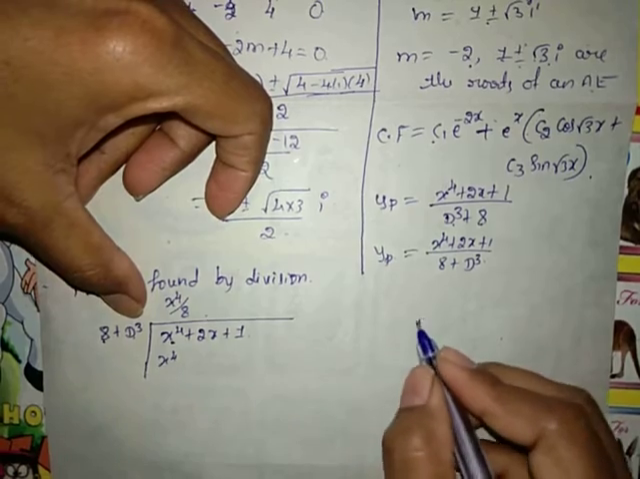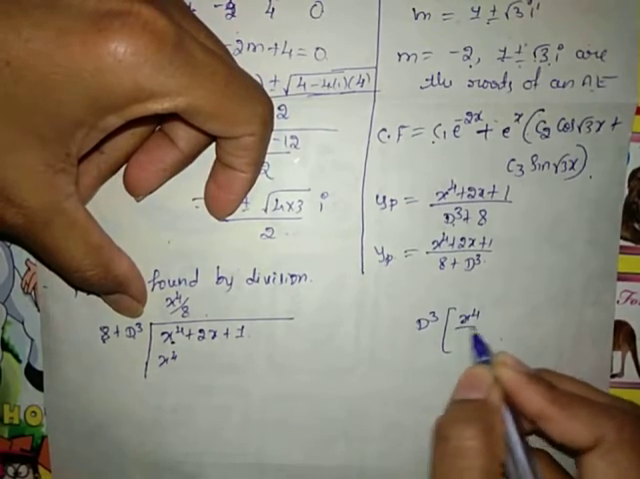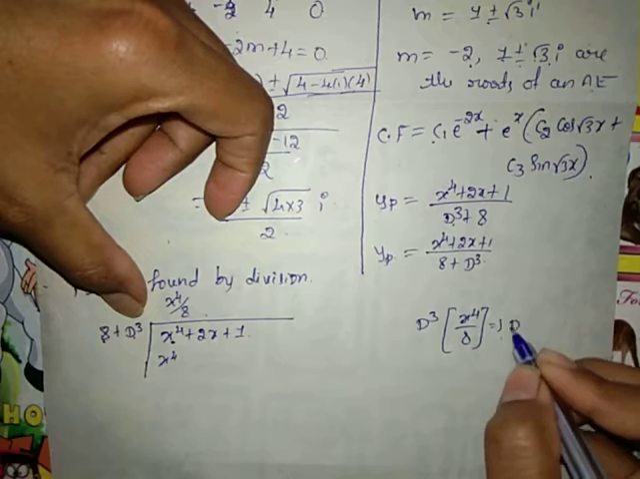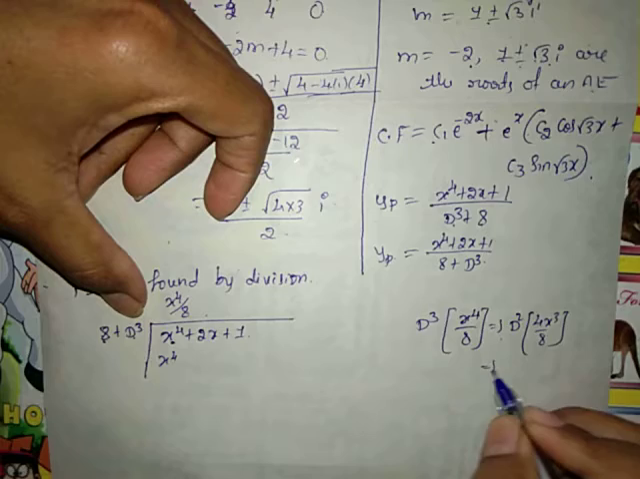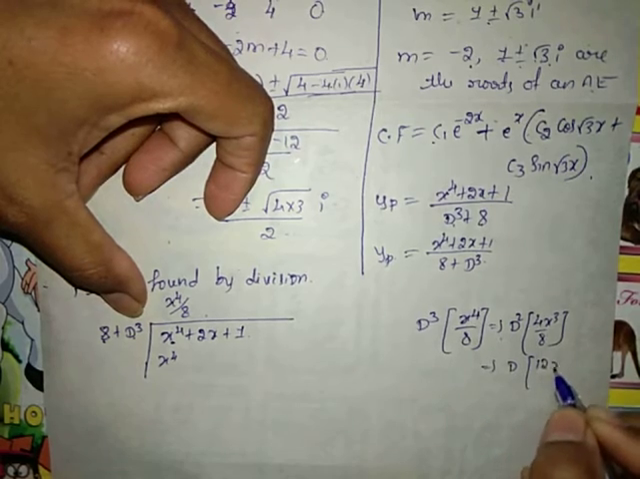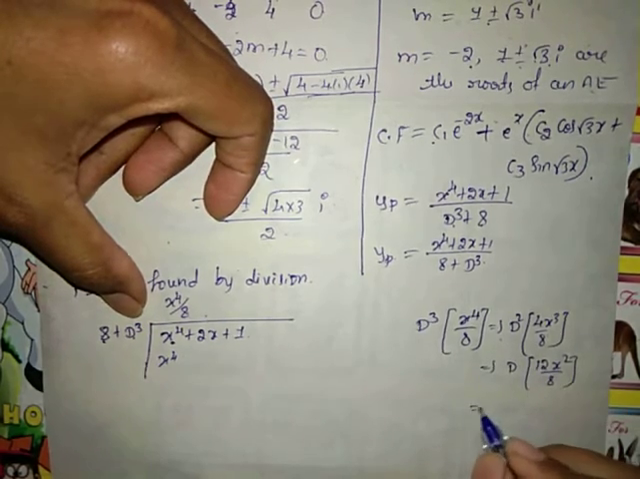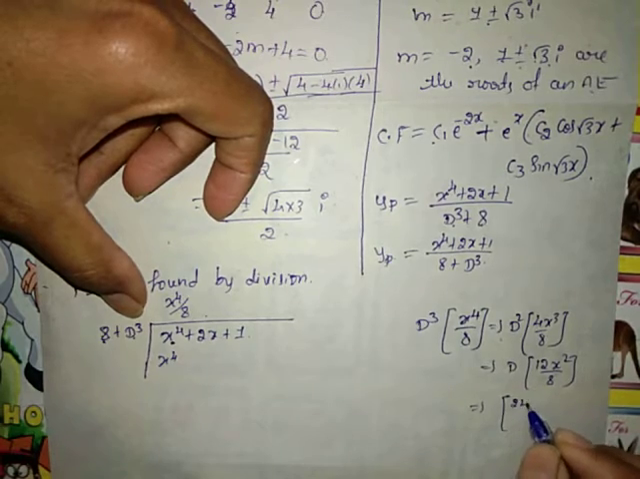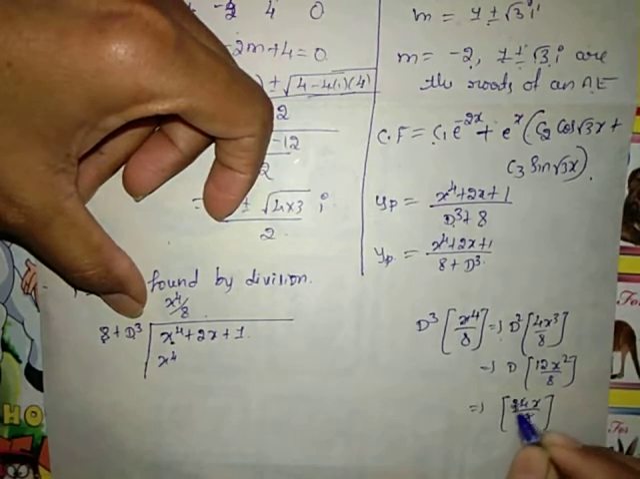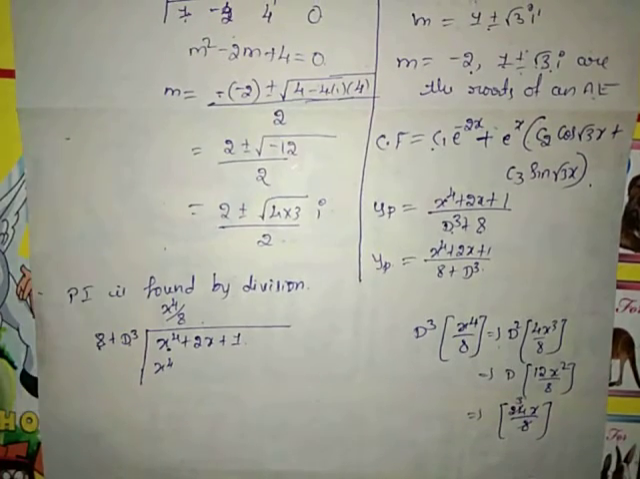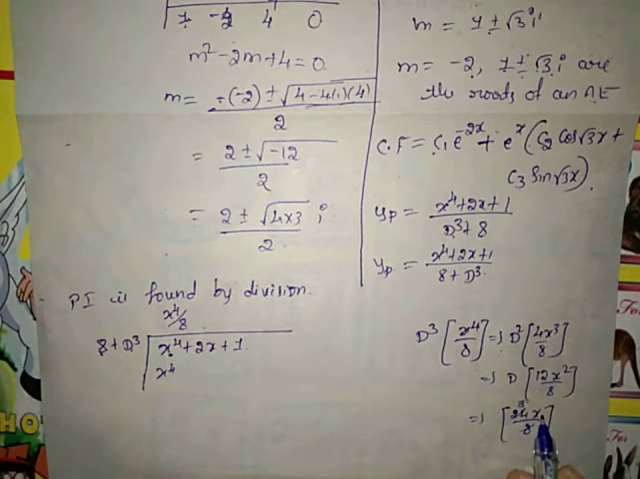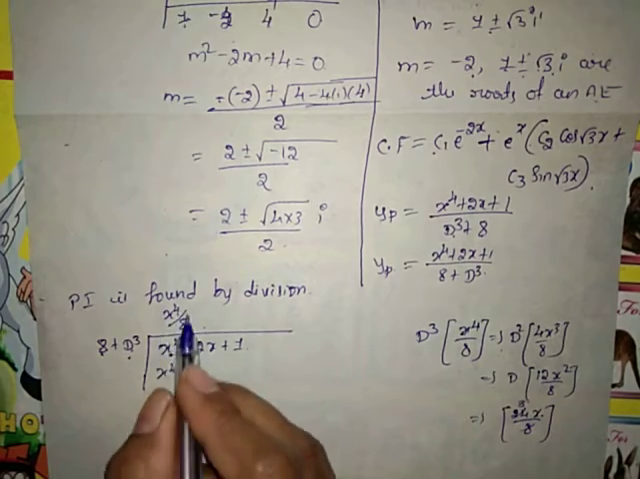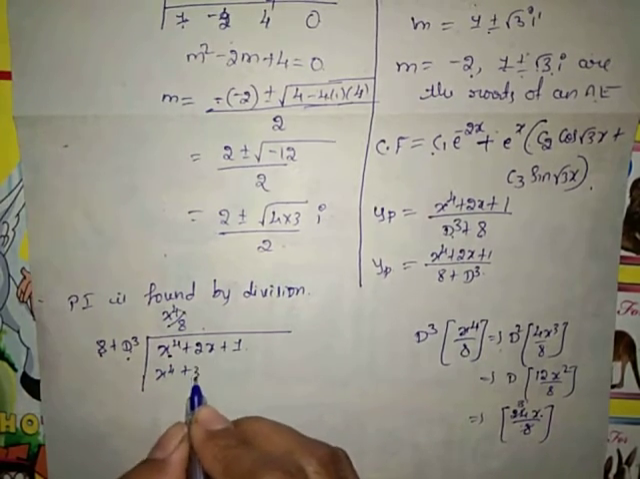Third derivative of x raised to 4 by 8: the first derivative is 4x cube by 8. Second derivative is 12x square by 8. Third derivative is 24x divided by 8. 8 ones are 8, 8 threes are 24. Clear? So remaining is 3 into x. So the third derivative of x raised to 4 by 8 is 3x.